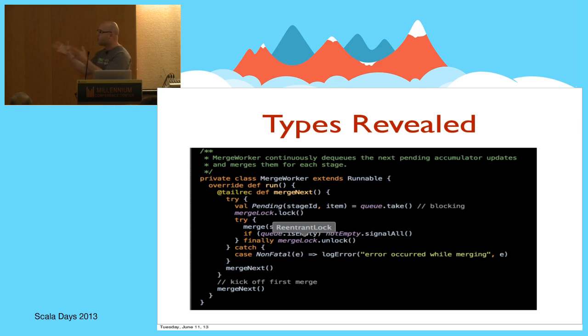But just going back to this code weeks later, in the IDE, I just hit Command T on this object here, and I get the type. I mean, I knew that merge lock was a reentrant lock. This is just an example, but you can see how this is extremely beneficial for large code bases and exploration of new code bases also.